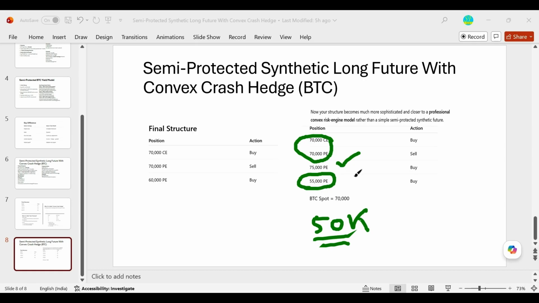So there is no need of adding one more 75k put. Rather, sit at the 50k level. You bring your synthetic future and stay there, and you will have a great reward in that. So this professional convex risk engine model, you can utilize in different ways.